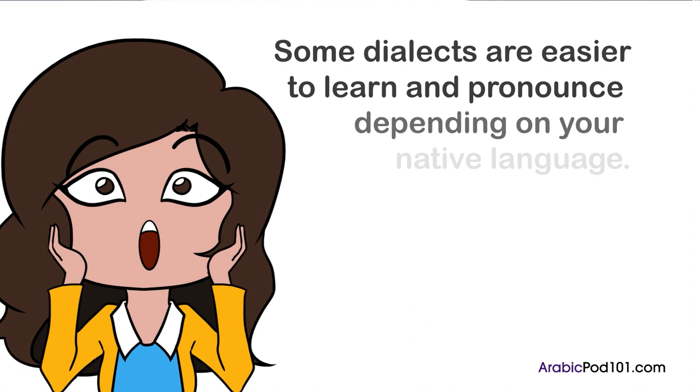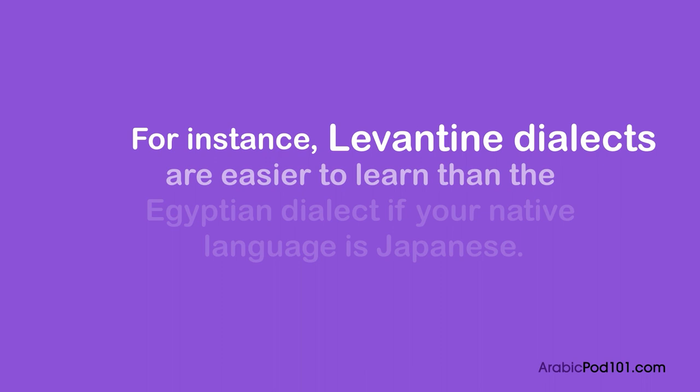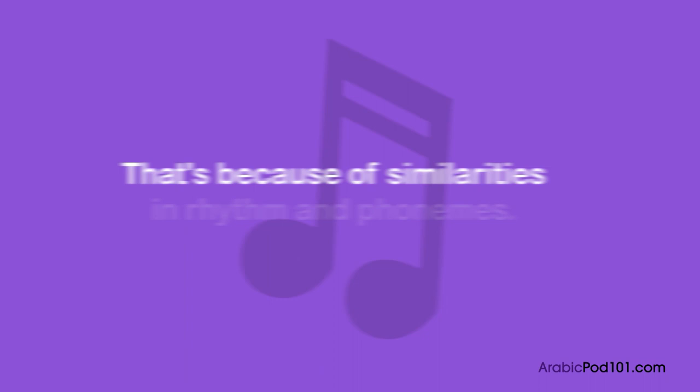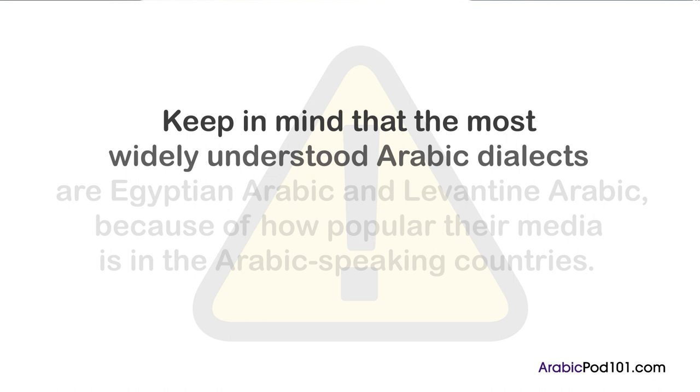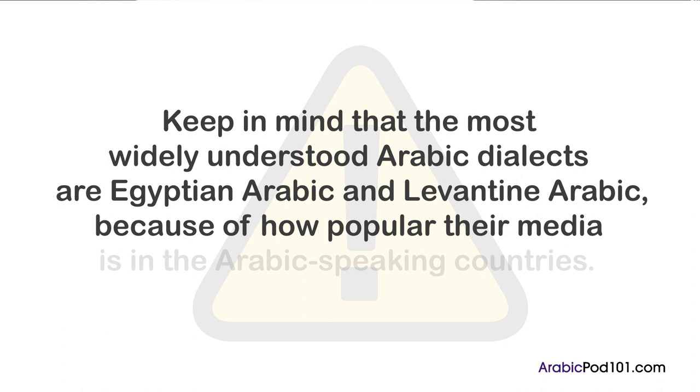For instance, I noticed that Levantine dialects are easier to learn than Egyptian dialect if your native language is Japanese. That's because of similarities in rhythm and phonemes. So listening to different dialects is a good way to get a feel of how they sound before you make up your mind. Keep in mind, though, that the most widely understood Arabic dialects are Egyptian Arabic and Levantine Arabic because of how popular their media is in the Arabic-speaking countries.